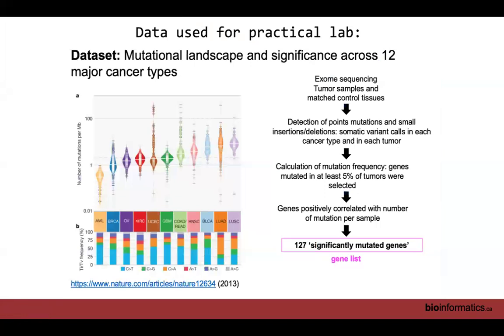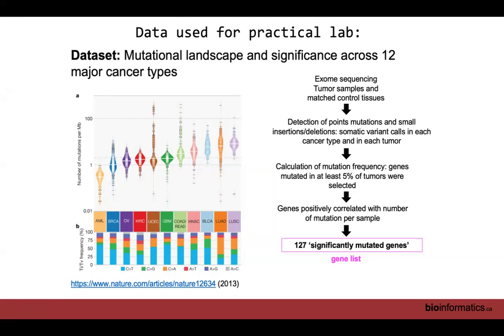So the data that we're going to be using for this practical lab is actually mutation data from a paper entitled Mutational Landscape and Significance Across 12 Major Cancer Types. So this was an exome sequencing of multiple tumors across 12 different major cancer types. They detected point mutations and small insertions across all these different cancer types. I believe there was close to 4,000 individual cancers that they had the exome sequencing for.